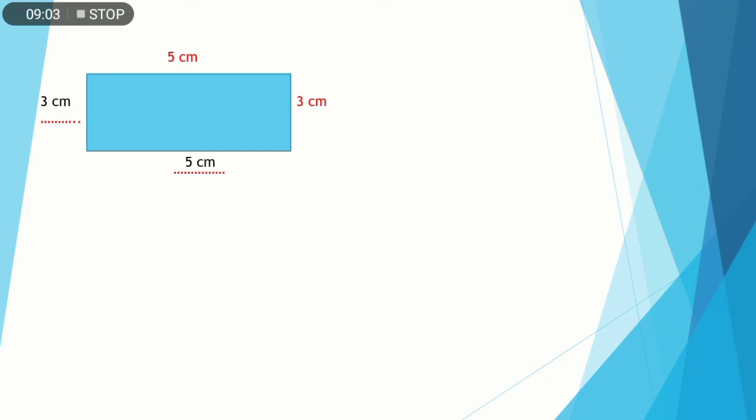Yes, length plus width all times 2. 5 plus 3 times 2. 5 plus 3 equal 8. 8 times 2 equal 16 centimeters. The first step is plus and the second step is times.